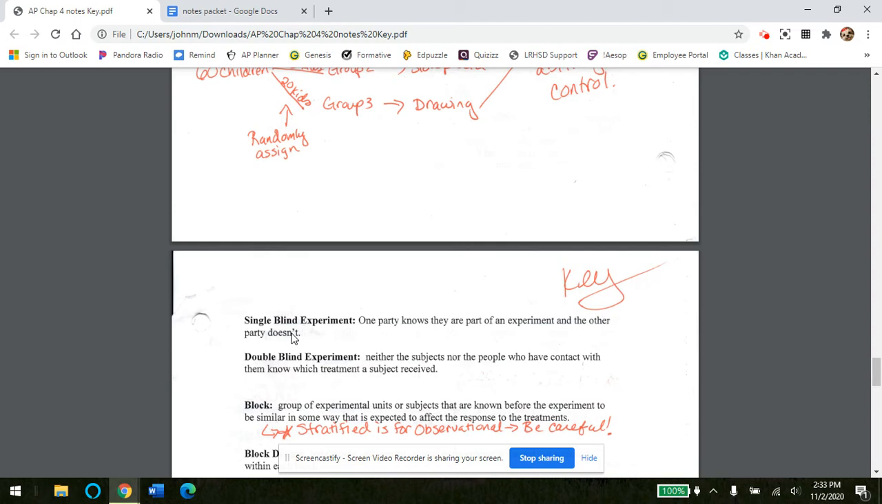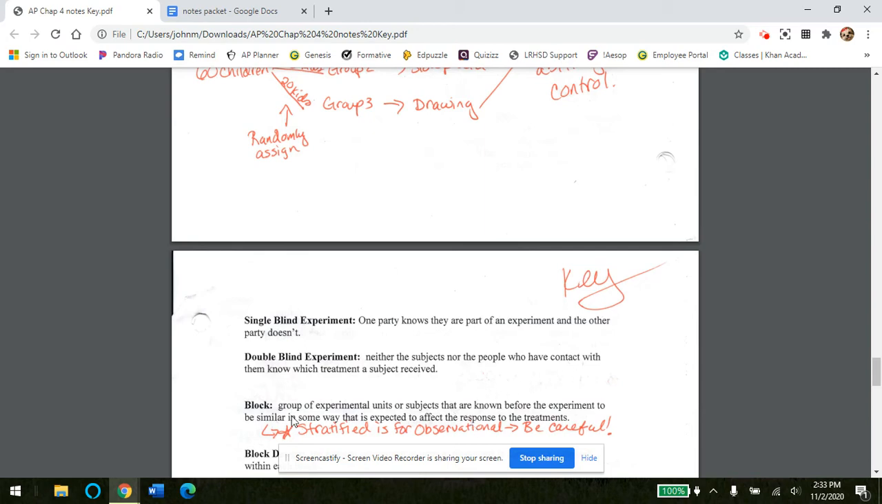Somebody else takes care of that for me. I'm the experimenter. I run all the numbers after the experiment, make a conclusion about group B or group A, and then find out which one was the treatment and which one was the control. Double blind is when neither the subjects nor the people who have contact with them know which treatment a subject received. So when the experimenter doesn't know and the people don't know, that's a double blind experiment.